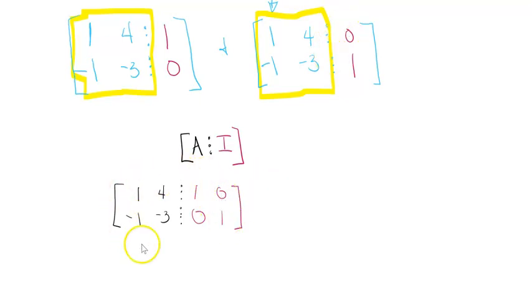So now I have one matrix I can do row operations on to see if I can solve for my inverse matrix. And the way I'm going to do it is I'm going to turn this black side into the identity matrix, and then whatever this red side ends up being is going to be the inverse of the original 1, 4, negative 1, negative 3, or my original A matrix. Okay, so let's go ahead and do that.